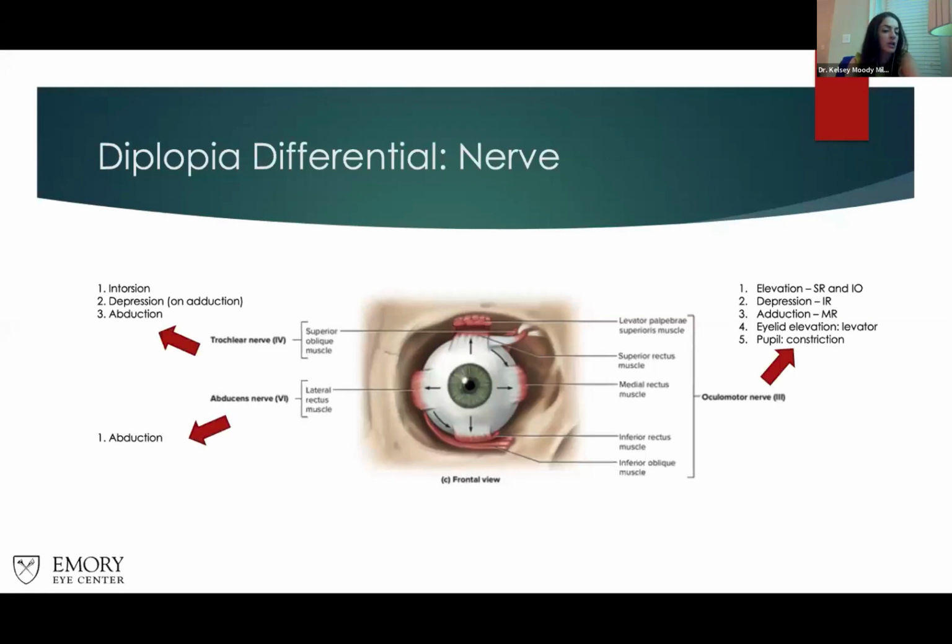For a cranial nerve 6 palsy, this is probably the thing that people see the most often. It's going to be purely a lack of abduction. It does not have to be 0. Sometimes it could be just a 20% deficit, and you can still have symptoms.